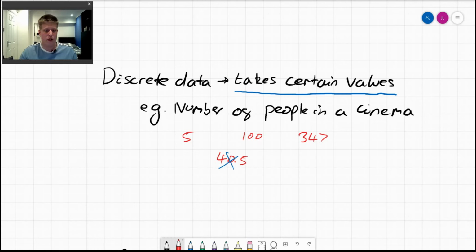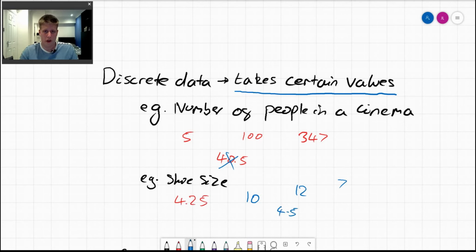Another example of discrete data is shoe size. Because your shoe size, you could be size 10, you could be size 12, you could be size 7, but you couldn't be shoe size 4.25. That's not allowed. You can have 4.5, that's fine. You can have half shoe sizes, but you can't have quarter shoe sizes, or 4.2, or 7.6. So these are all discrete data forms. They can only take certain values.